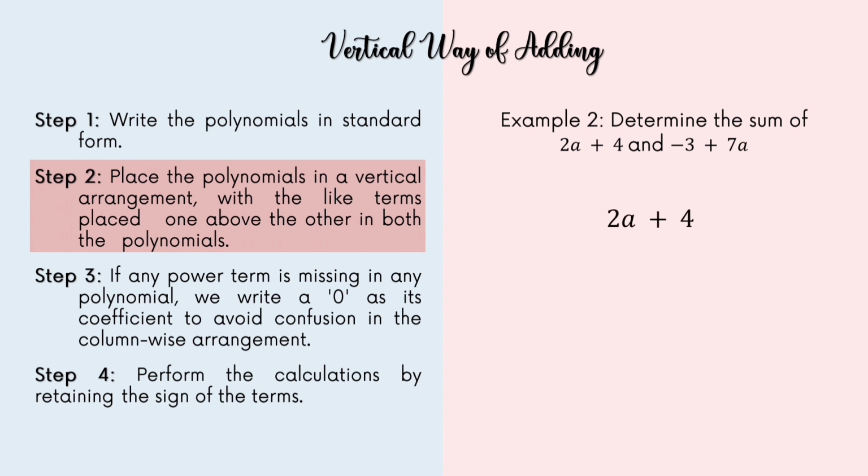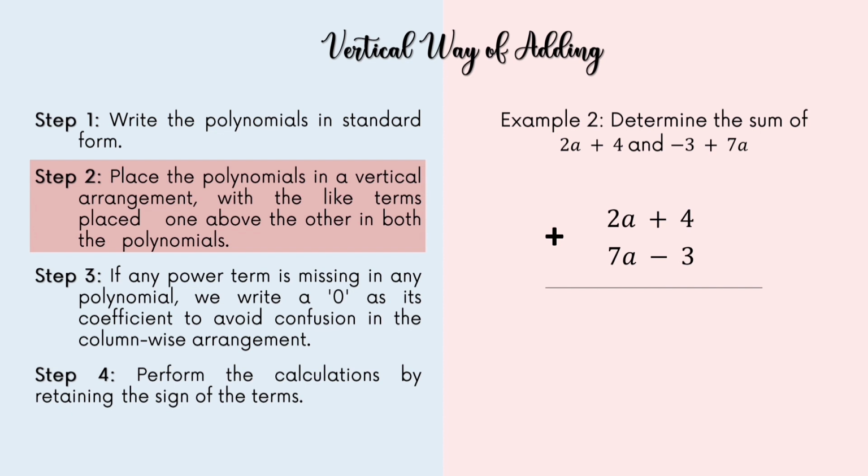So first, we are going to write 2a plus 4, and the like terms will be placed one above the other in both of the polynomials. So the second polynomial is negative 3 plus 7a. Since 7a has the same variable as 2a, we are going to write 7a below 2a and negative 3 below 4. So we will have plus 7a minus 3.